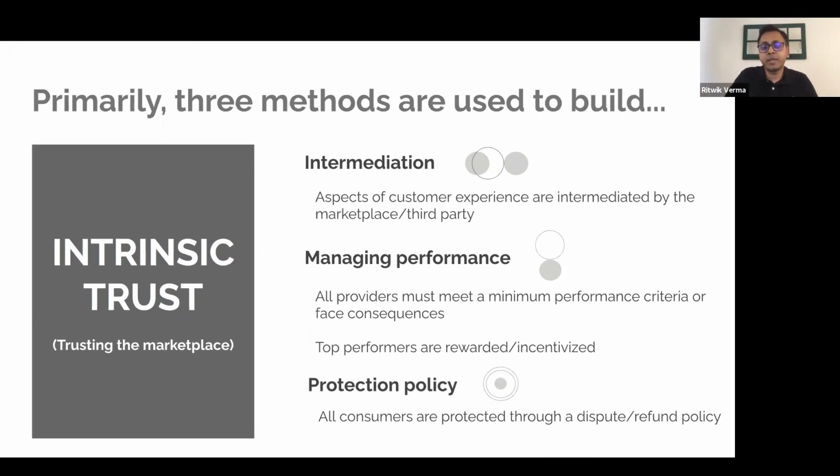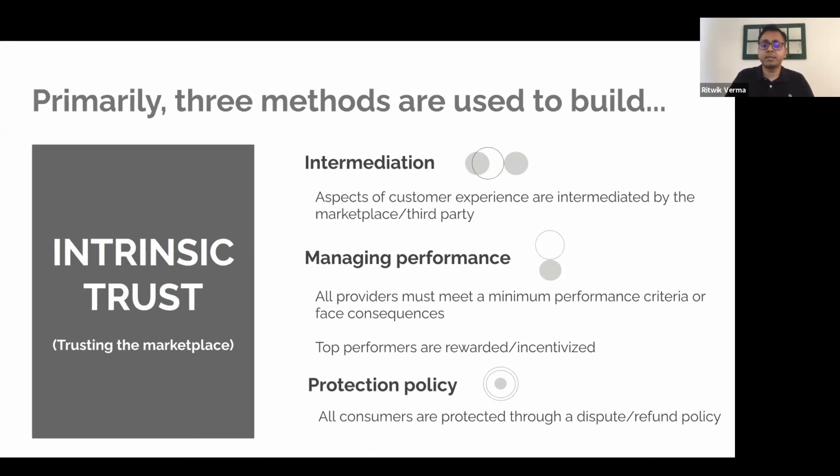The second method through which marketplaces solve for intrinsic trust is managing provider performance. This is extremely crucial because in order to maintain service quality on the website, marketplaces need to manage provider performance. And through a mix of objective and subjective signals, which we will look at in the next slide, companies such as eBay, Airbnb, and Uber manage their providers' performance. They incentivize the good providers and they penalize the bad ones.